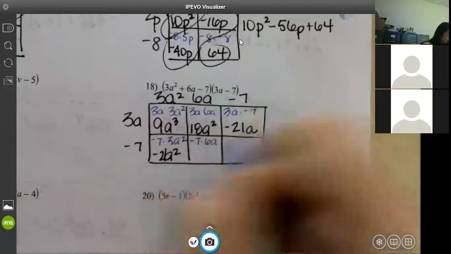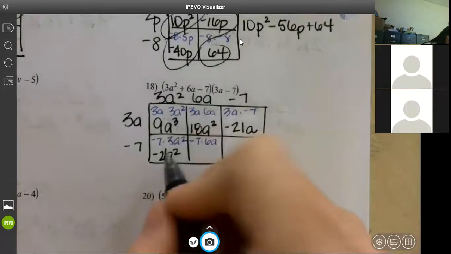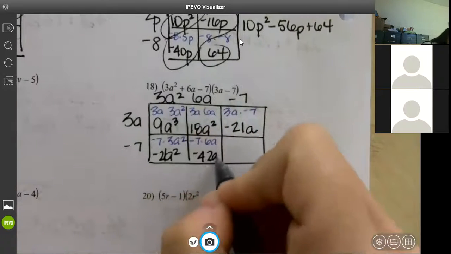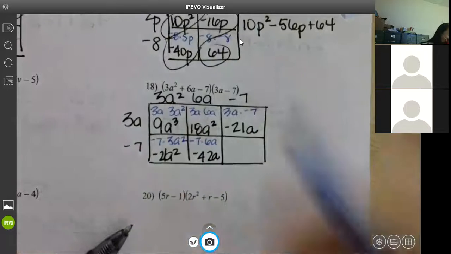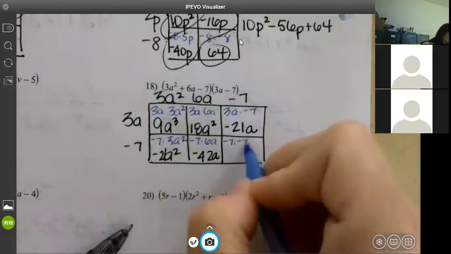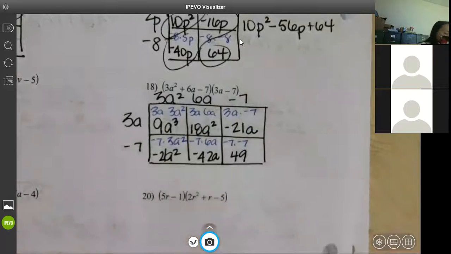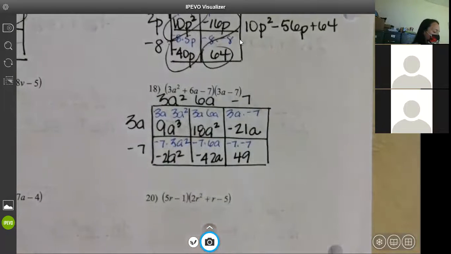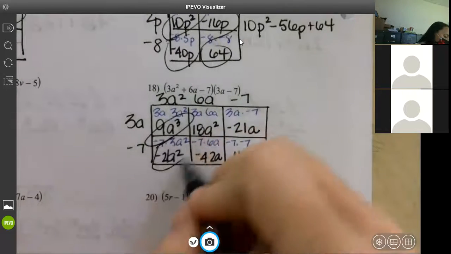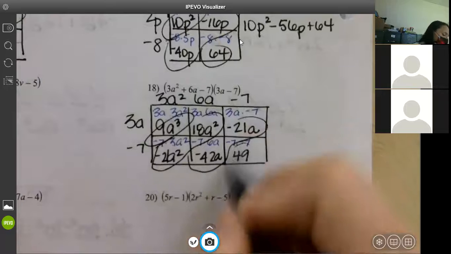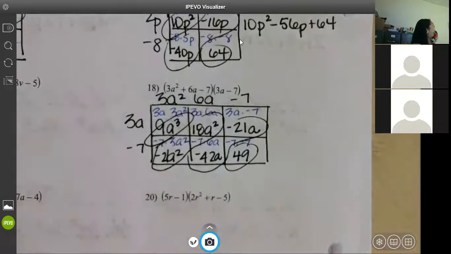We have -7 and 6a. -7 times 6 is -42, and we have 1a. And then we have -7 times -7, which is 49. Add your diagonals just like always. They will be like terms. If they're not like terms, you did something wrong. Okay, so it's a good telltale.